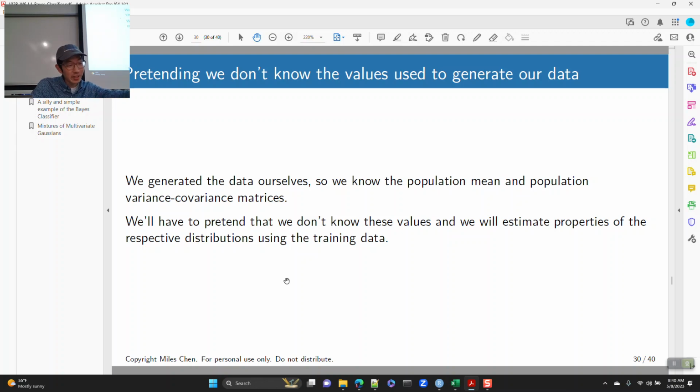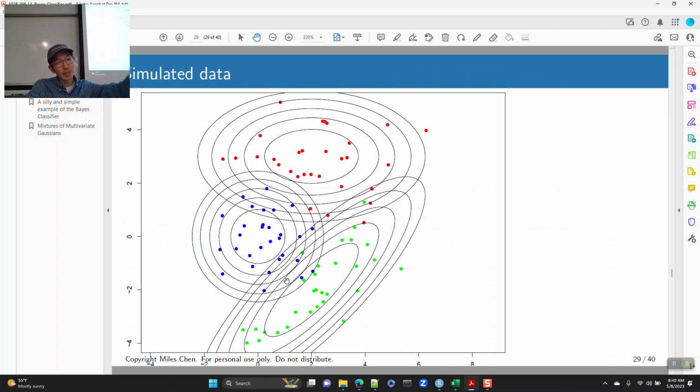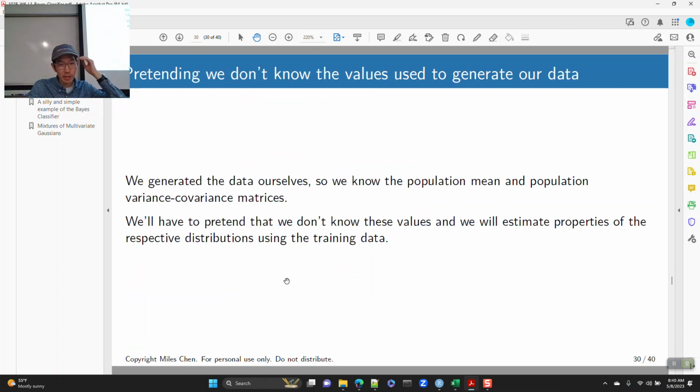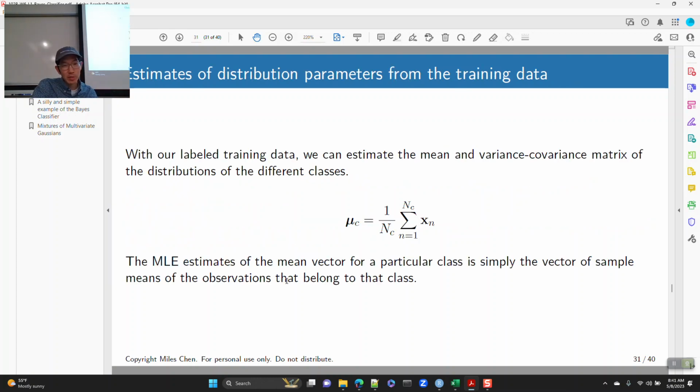Your training data has the values and their labels. So we do know that we have blue dots and red dots and green dots, or class A and class B and class C. But what we have to do is estimate the mean of each of these, and the variance-covariance matrices of each of these distributions. So we're going to estimate those.